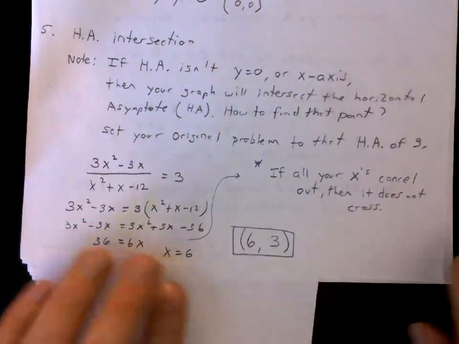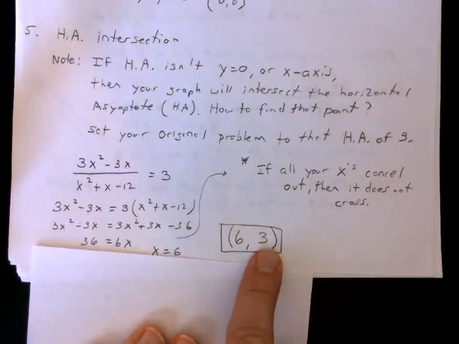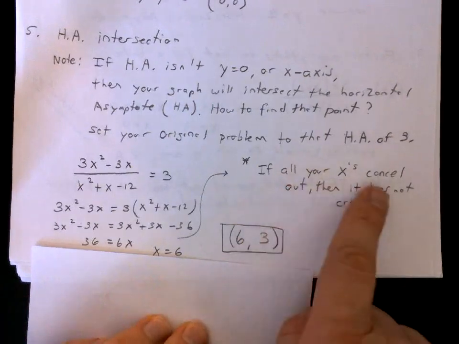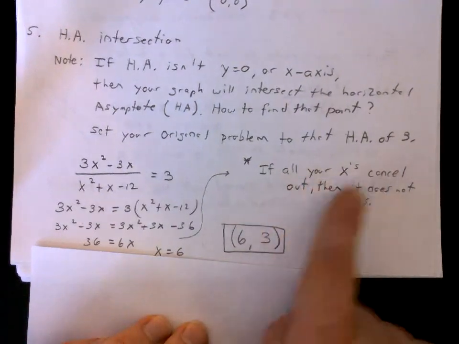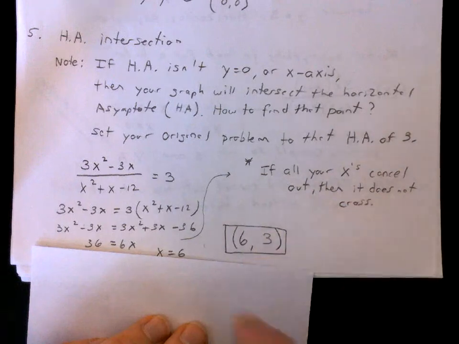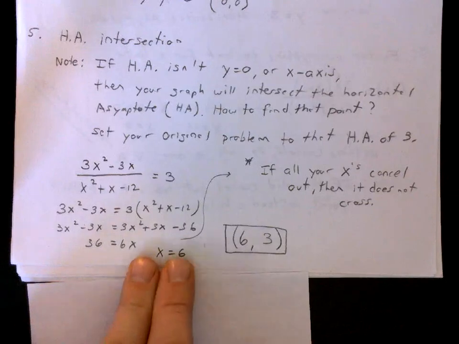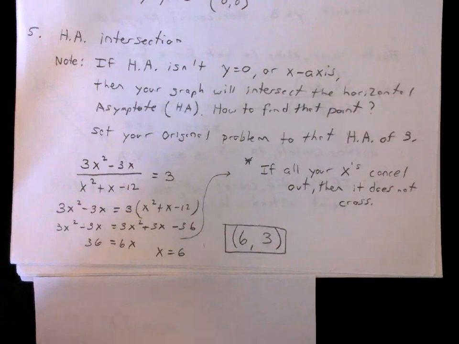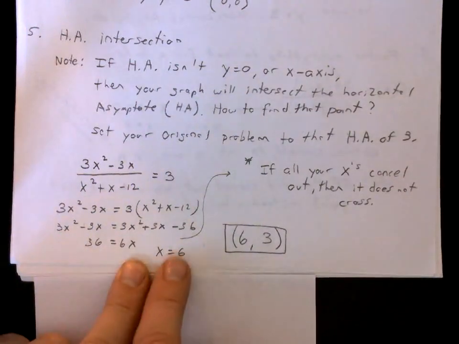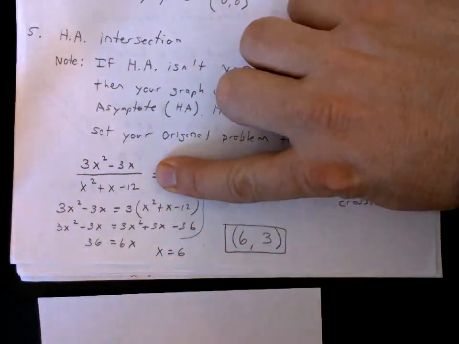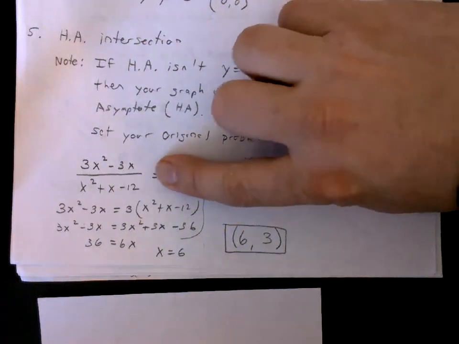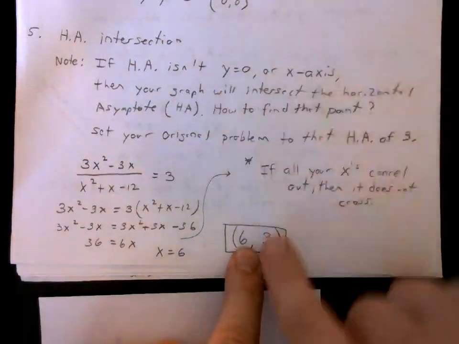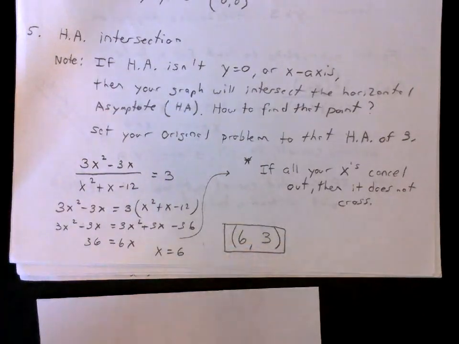And that's kind of what I showed you here, and that's why I got 3. If all your x's cancel out, then your graph does not cross the horizontal asymptote. But since they do not cross out, at 6, 3 is where it's going to hit the horizontal asymptote. And how I found that, remember, I'm going to put this 6 back into your original function, which was y, and you're going to get something out. You should get 3. So that's kind of step number 5. So you do have a step 5 in here.